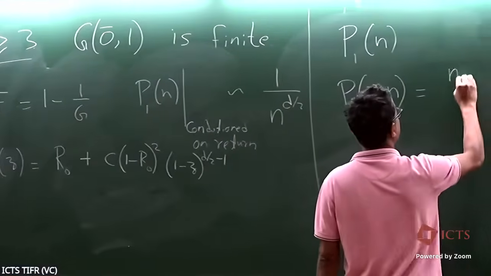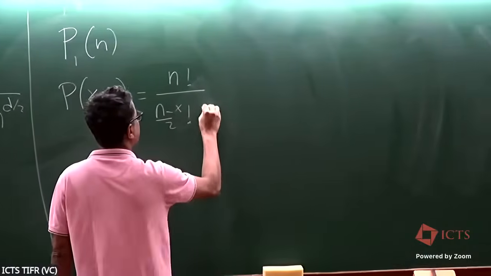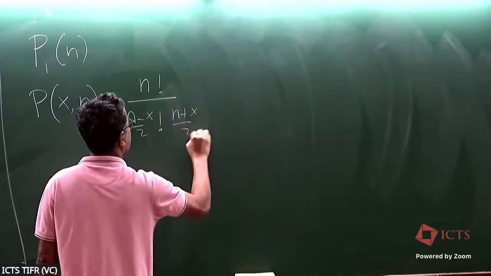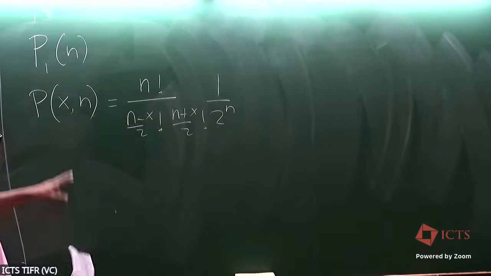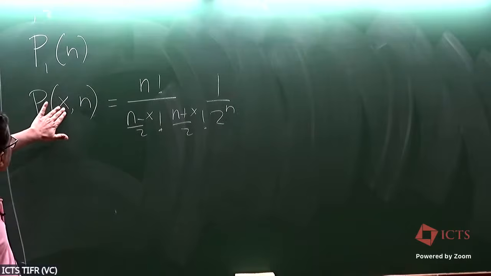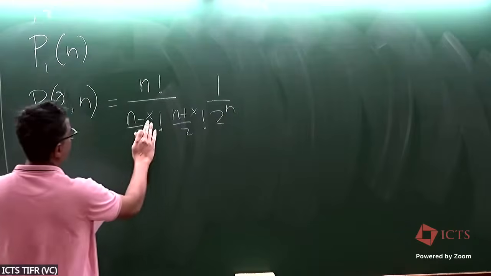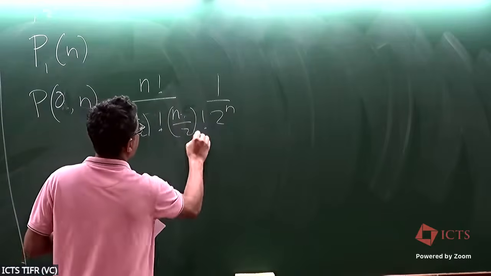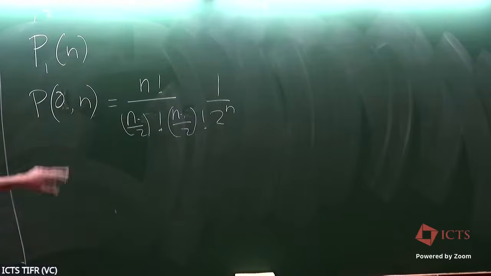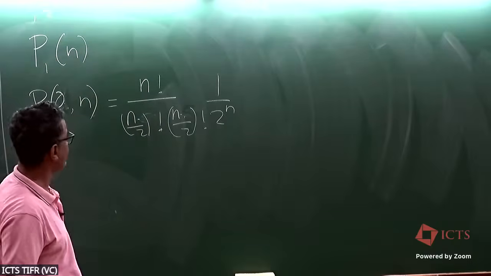So this is n factorial by... In particular, if we ask the probability of being at the origin, we can put 0 here. Then it's just this, right? This is the probability that after n steps I'm at the origin. So this is simple. We want a similar formula for P1n. Okay, so how do we do this?